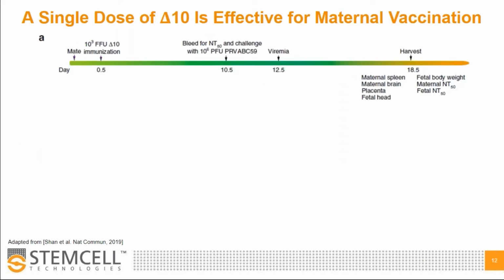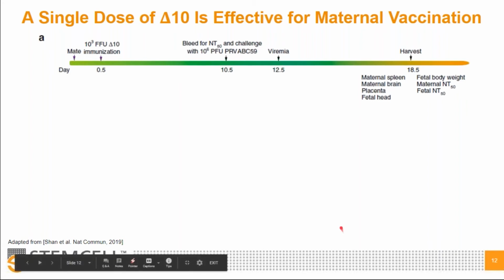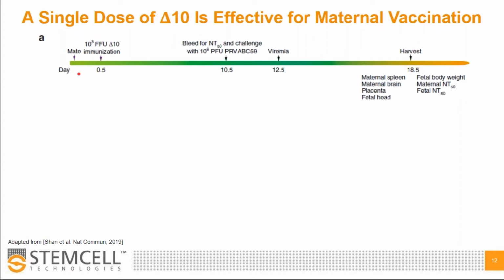Next, they wanted to see whether a single dose of Delta 10 vaccination is effective in protecting mothers from viral challenge. For this experiment, they immunized pregnant mice at E0.5 with 10 to the 3 focus-forming units of the Delta 10 vaccine. Then on E10.5, they bled the mothers for neutralizing antibody titers, and on the same day challenged them with the Puerto Rican wild-type Zika virus strain.